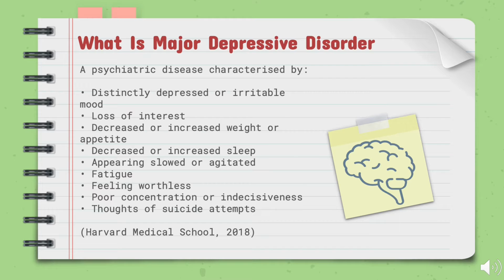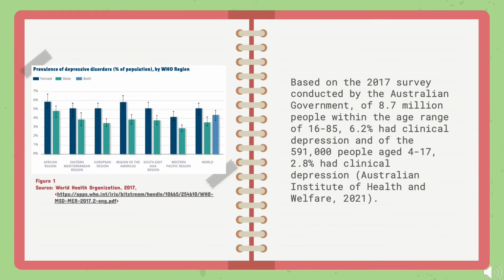Major depressive disorder, which is also known as clinical depression or simply depression, is a psychiatric disease that is categorized by distinctly depressed or irritable mood, loss of interest, decreased or increased weight or appetite, decreased or increased sleep, appearing slowed or agitated, fatigue, feeling worthless, poor concentration or indecisiveness, and thoughts of suicide attempts. These symptoms are prominent most days and can last for a minimum of 2 weeks.